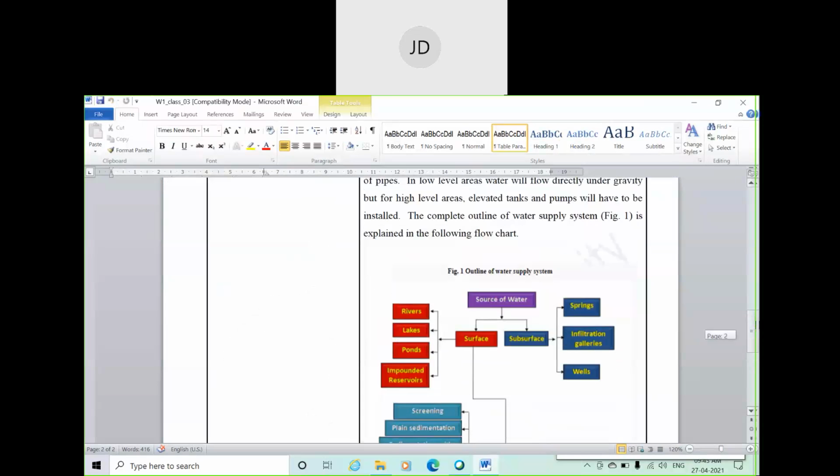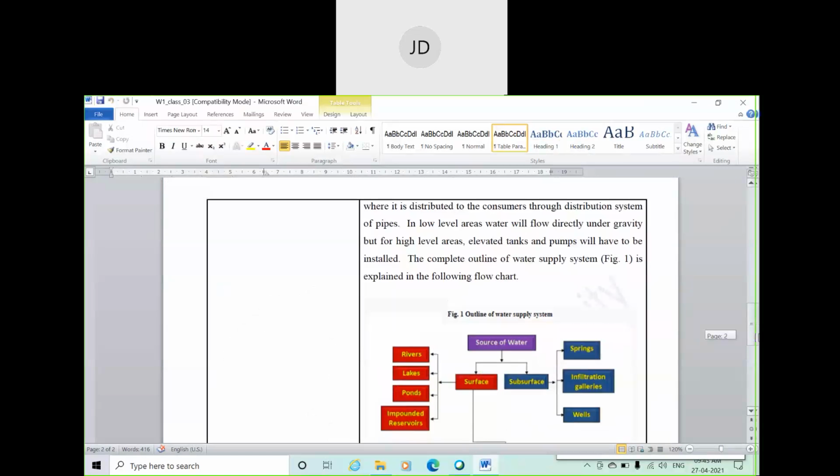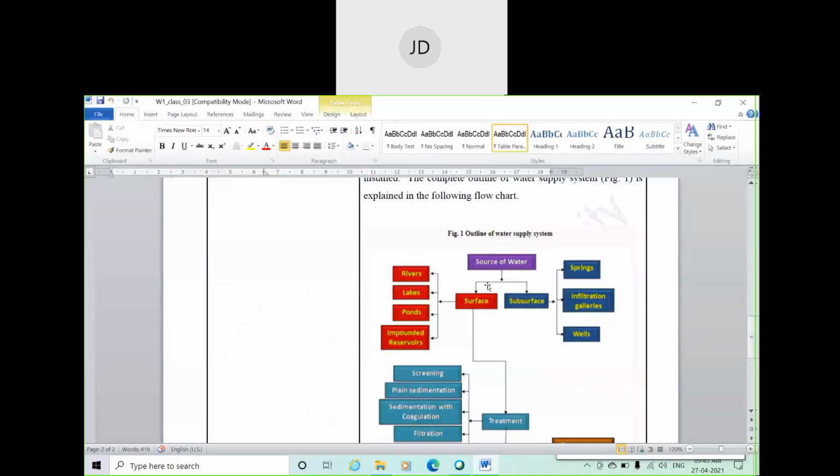Here you can see there are two types of source of water we can have on earth. One is surface water, and another is subsurface water. Under subsurface, we find the water under the ground, like spring. Even in the spring the water comes from the ground. It is a pure kind of thing. Spring, infiltration gallery, well: you can consider these three as subsurface water.